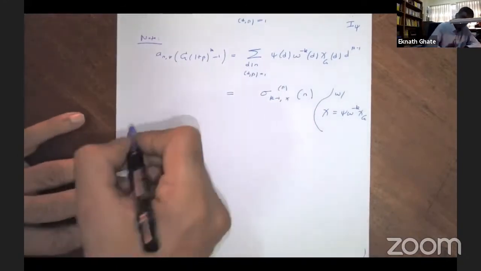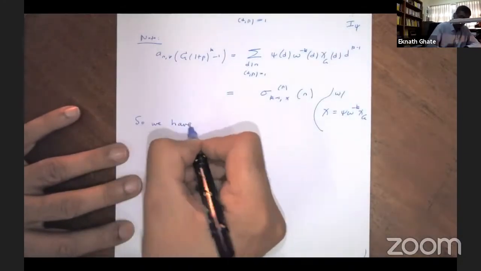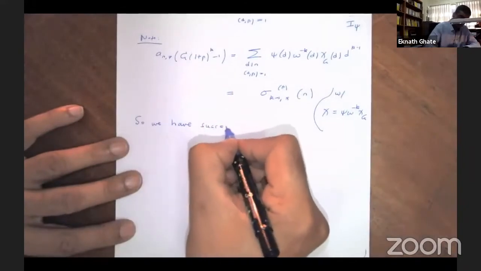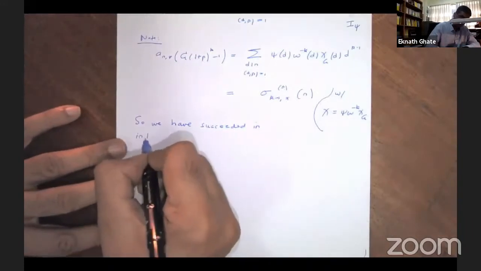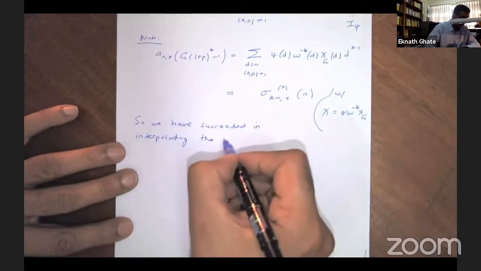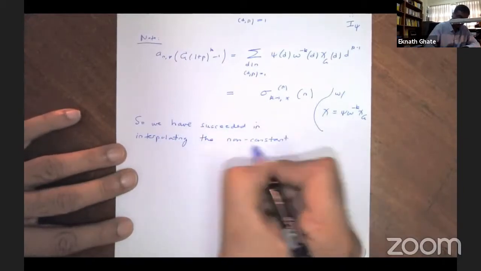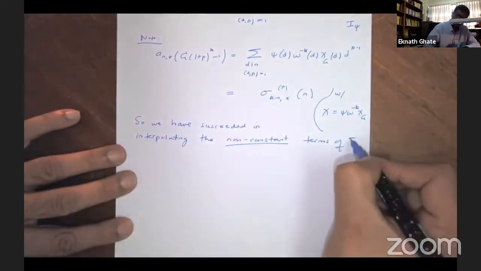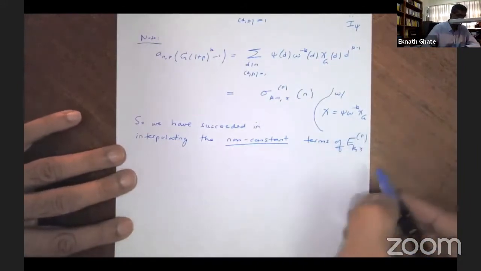So to summarize, we have succeeded in interpolating the non-constant terms of the p-stabilized Eisenstein series E_k chi p.